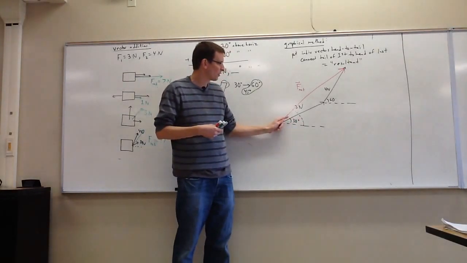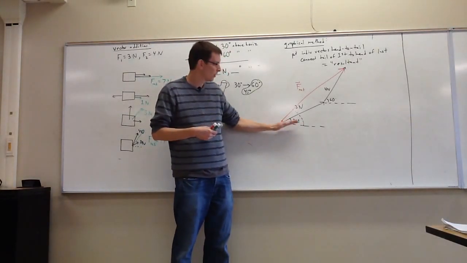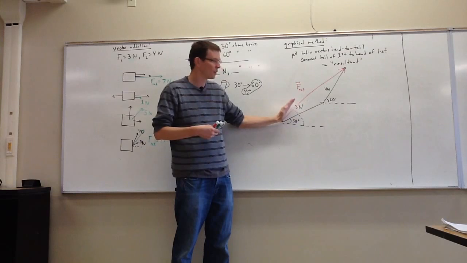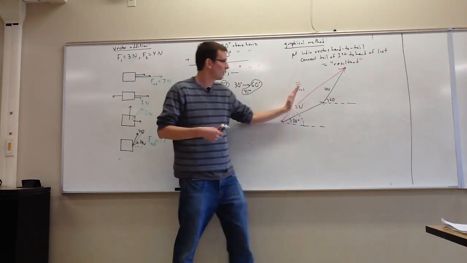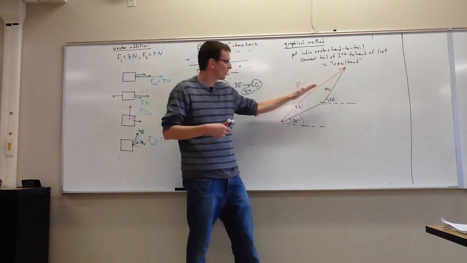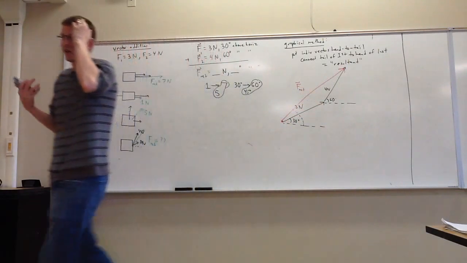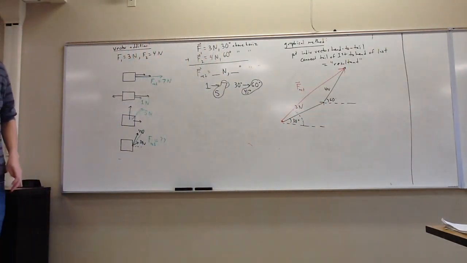Let's look at the angle. The angle is certainly bigger than 30, isn't it? Right? So if this is 30, this is bigger. But it's not as steep as the 60. So it's somewhere not as steep as 60. So it's all there in the construction.